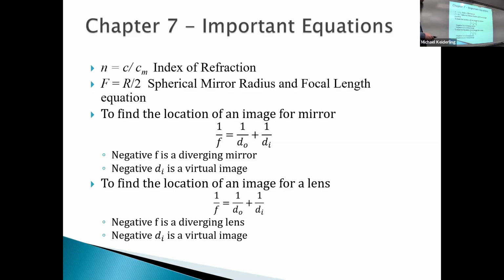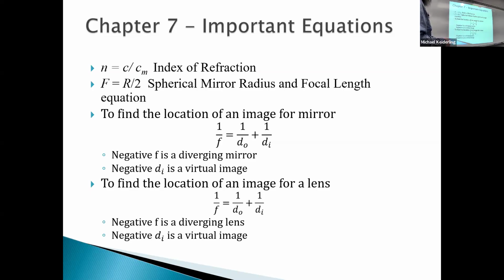Negative focal length is a diverging mirror. Positive focal length is a converging mirror. Diverging mirrors are the outside of the ball. They're convex. Converging mirrors are concave. Negative distance to the image is a virtual image on the far side of the mirror.